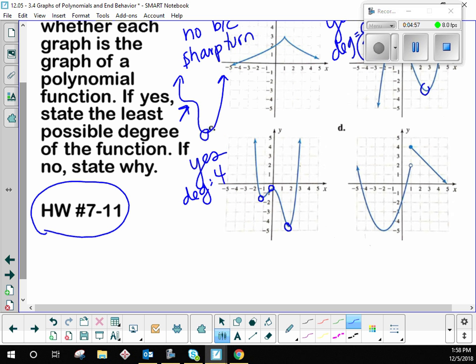C, yes or D, sorry, yes or no? No, right? And what would you give for a reason? Because it breaks. Because it breaks or it jumps or something like that. Okay.